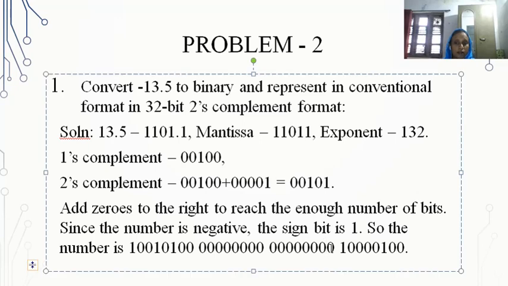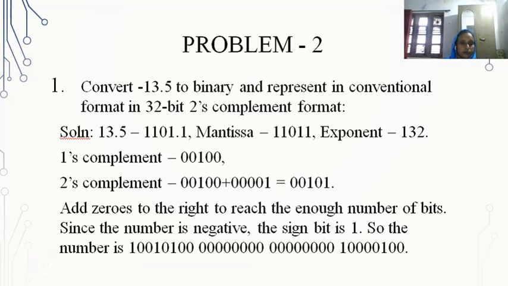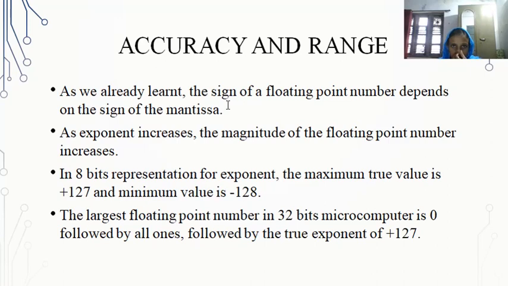Now the exponent. In this case, the exponent is 132 itself, the same exponent as we already found. The difference lies in this part. Okay. Now we have to think about its accuracy and range. The sign of a floating point number depends on the sign of its mantissa. As the exponent increases, the magnitude of the floating point number increases.